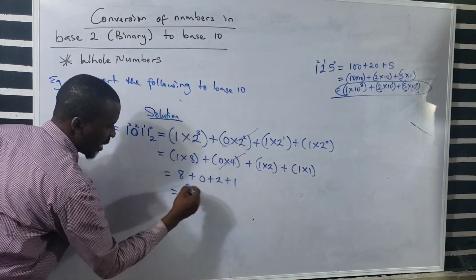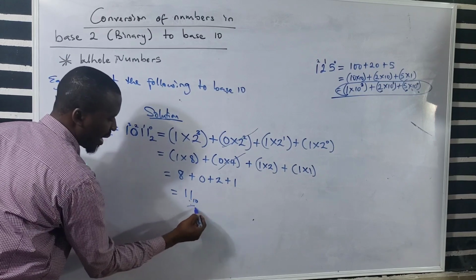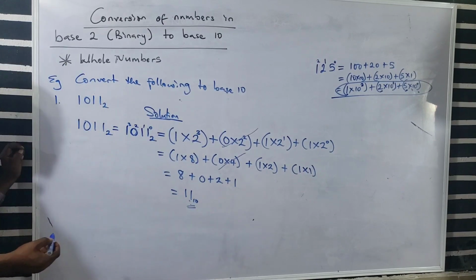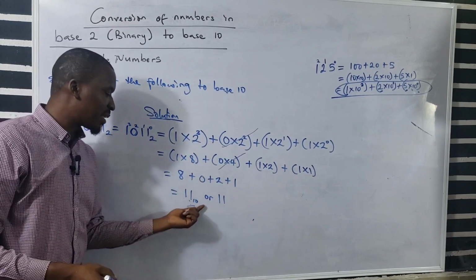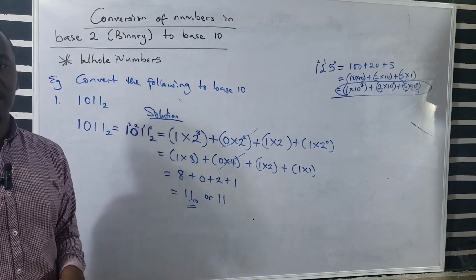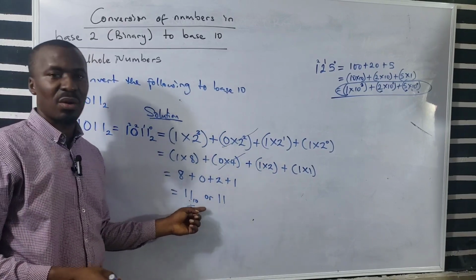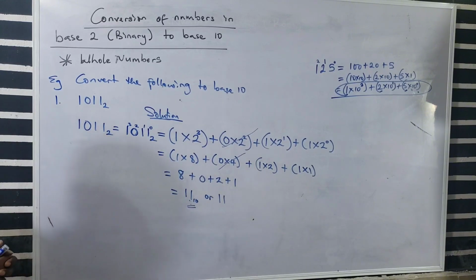So what we have here is 11 base 10. Remember, you can write base 10 or you can just write 11. It's only in base 10 that you can decide to write without the base. In every other base, you must indicate the base of the number. Okay, so let us look at one more example.